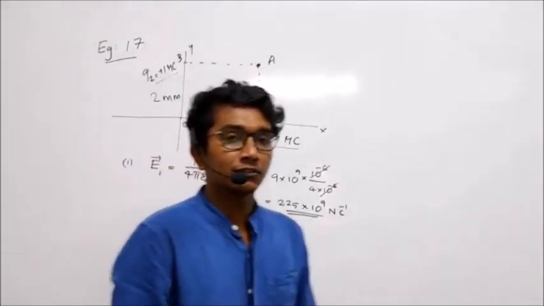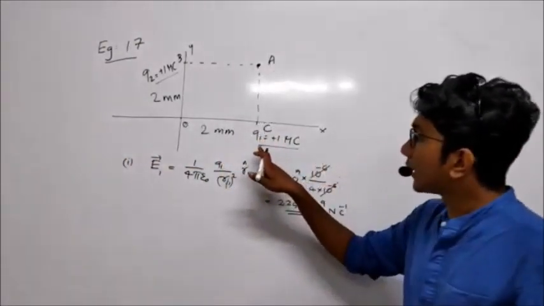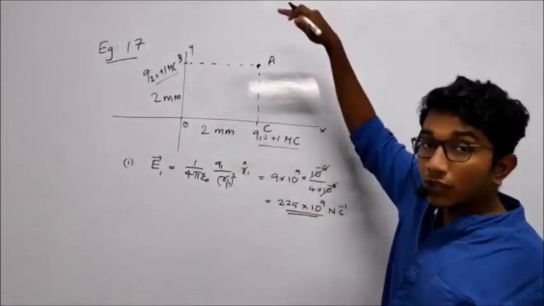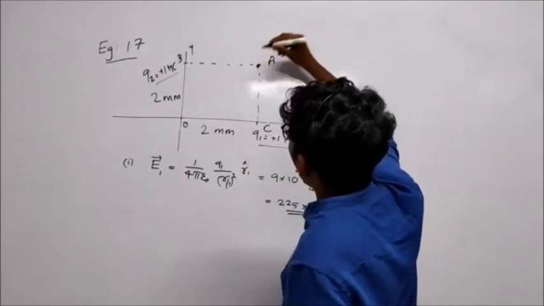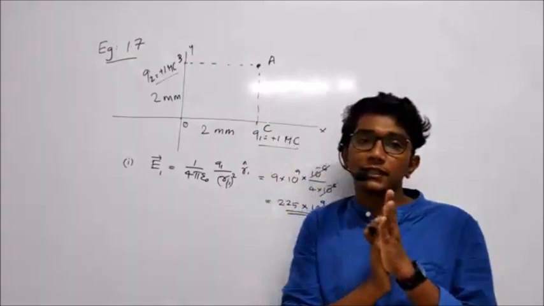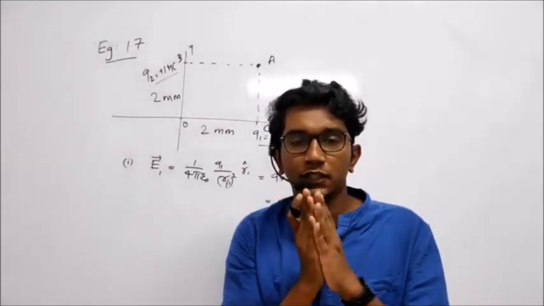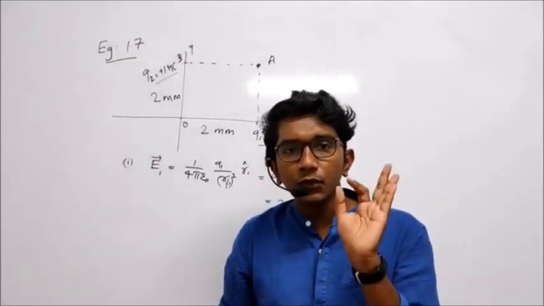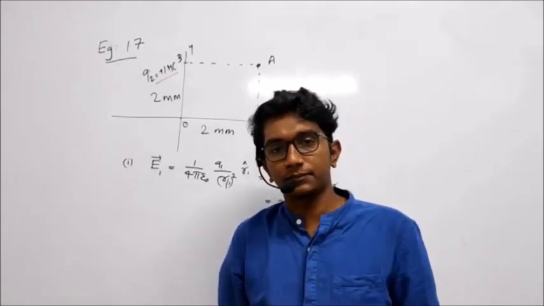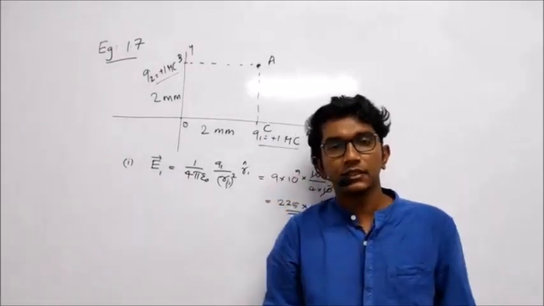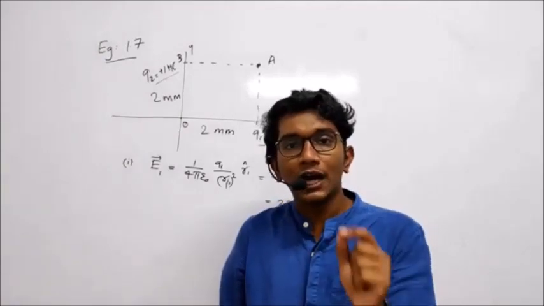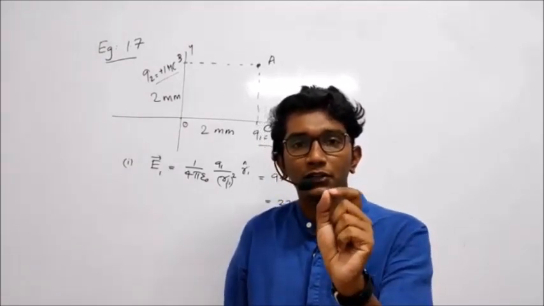And what is the direction of that electric field? I have already told you, the direction of the electric field will always be outward from a positive charge. I would also like to teach you one more small concept. Suppose you want to find the electric field at any point in a region. You have to do a small experiment.